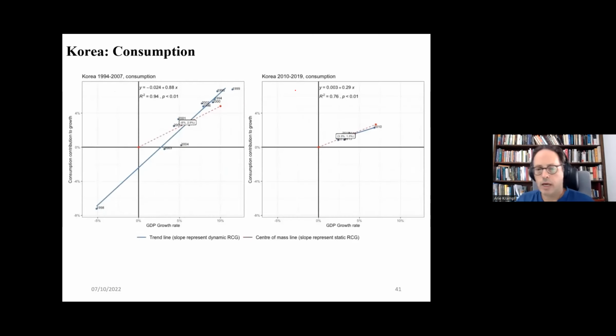Korea, sorry, this is the last one. Korea, here we have some interesting findings. Before the crisis, Korea was a consumption-led growth economy, 0.88 in the dynamic way. And here, look at that. This is a negative spillover factor, which implies that consumption sucked demand power from other demand components. After the crisis, the dynamic consumption RCG is much lower, and in both cases, the model is robust.